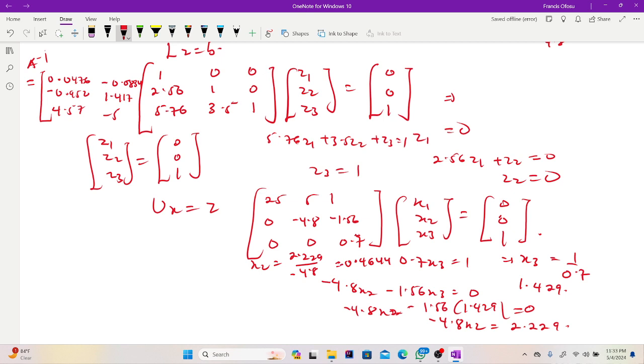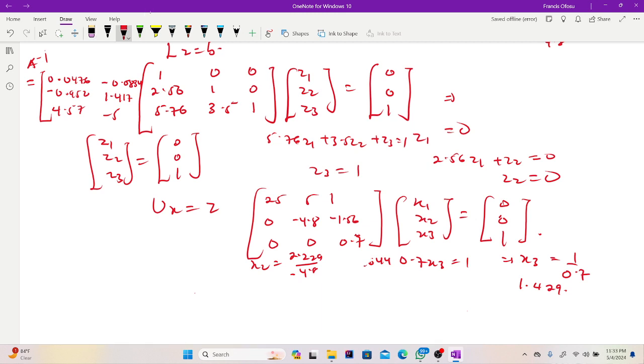Then let's find the x1. So finding the x1, I'll simply have this first equation. 25x1. So let me clean here. I just want us to write the final answer somewhere here. So let me clean it bigger. Okay, so let's continue. So at this point, I'll have 25x1 plus 5x2 plus x3 is equal to 0.